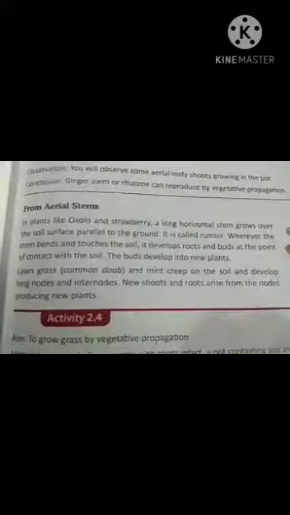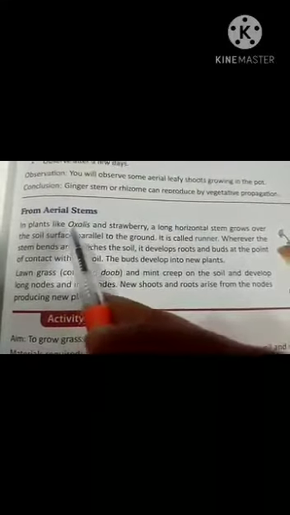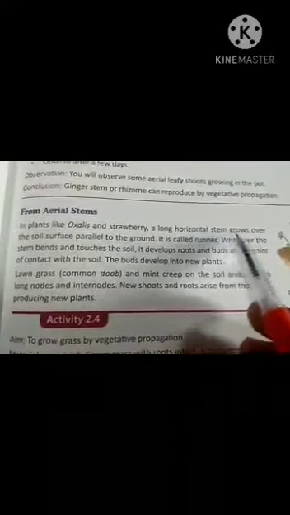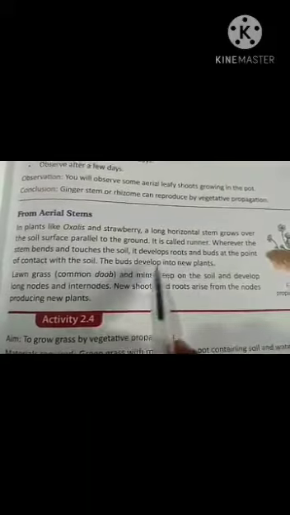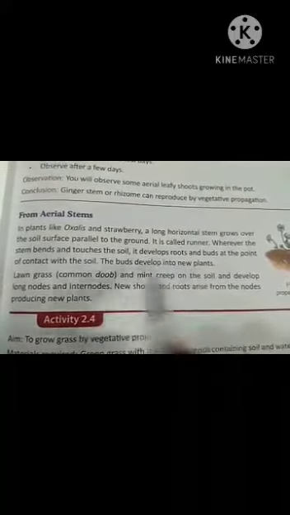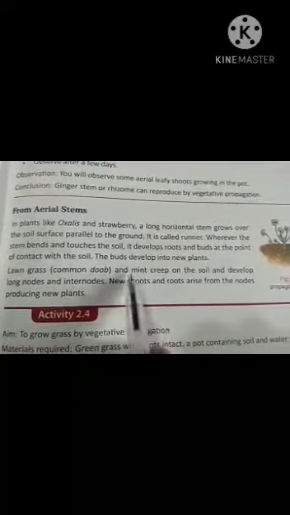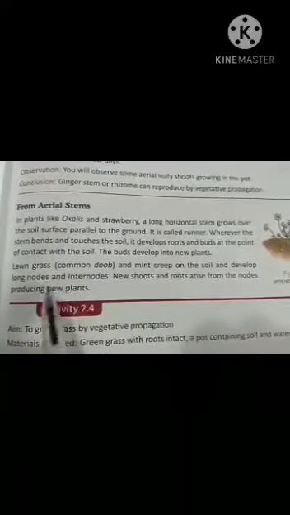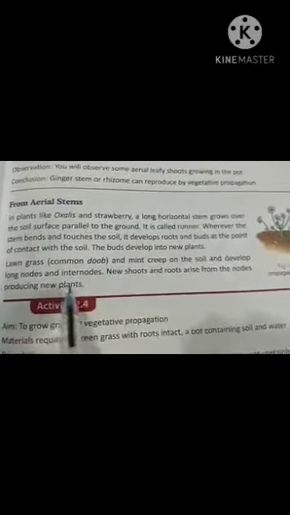Okay, some other plants grow from the aerial stems. So in plants like oxalis and strawberry, a long horizontal stem grows over the soil surface parallel to the ground. It is called runner. Wherever the stem bends and touches the soil, it develops roots and buds at the point of contact with the soil. The buds develop into new plants. Lawn grass, that is common doob in Hindi, and mint creep on the soil and develop long nodes and internodes. New shoots and roots arise from the nodes, producing new plants.